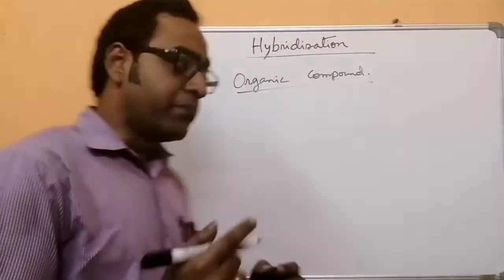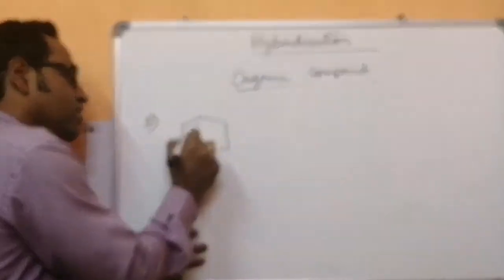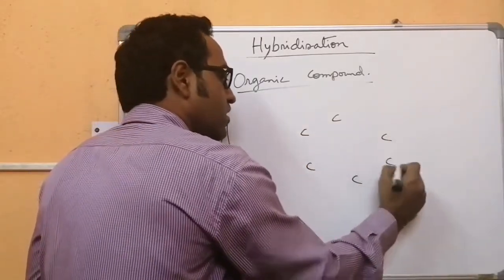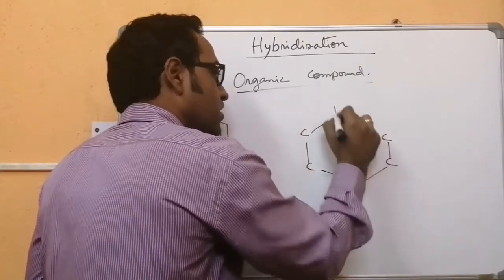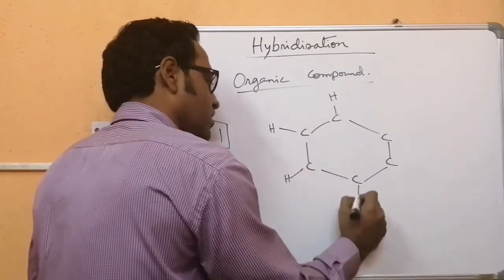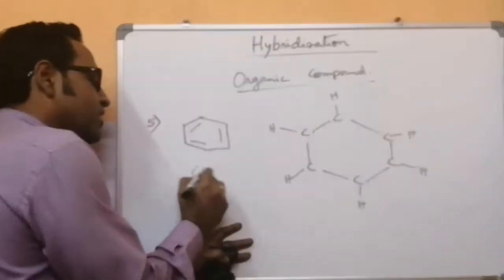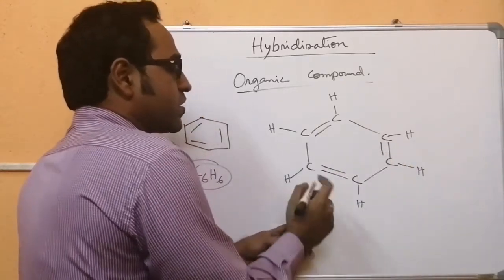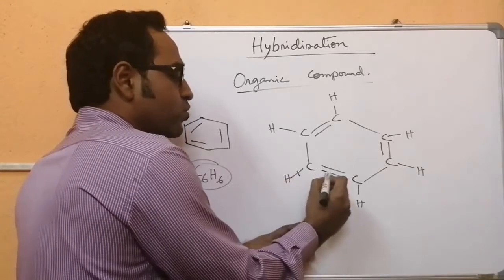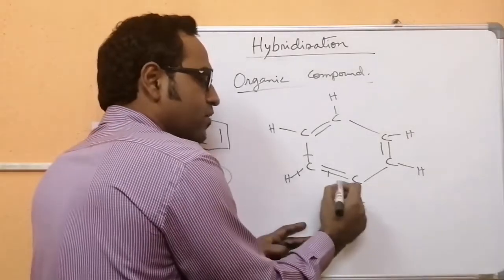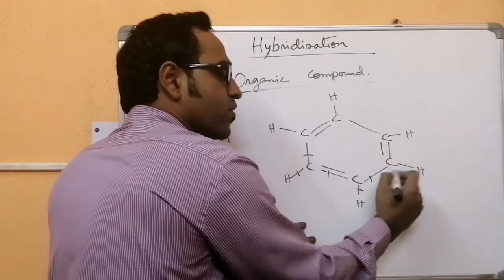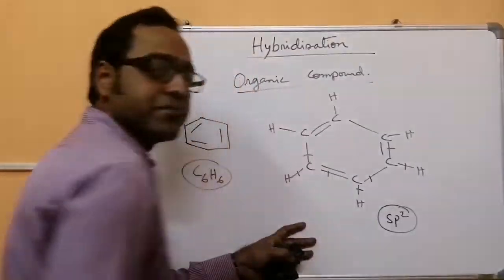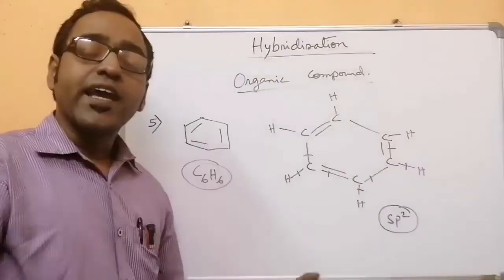Our fifth example is benzene. What is the hybridization of all the carbon atoms in benzene? So we have to write like this. Benzene, the formula is C6H6. So it is having C6H6 and alternate double bonds. Now calculate the number of sigma bonds. This carbon is forming 1 sigma, 2 sigma, 3 sigma. So the hybridization is sp2. This carbon 1 sigma, 2 sigma, 3 sigma. Again sp2. This carbon 1 sigma, 2 sigma, 3 sigma. sp2. So all the carbon atoms are sp2 hybridized.